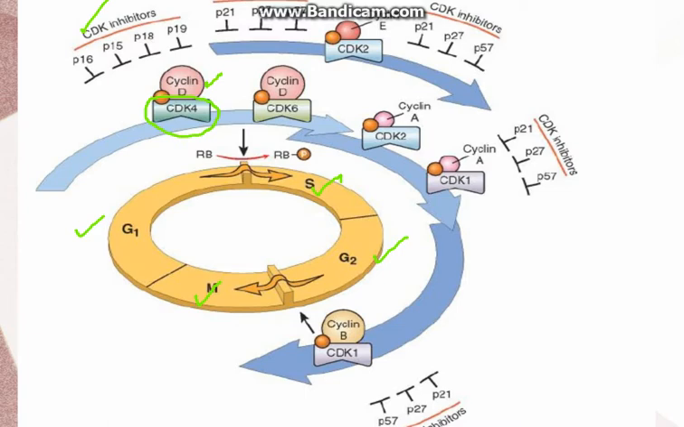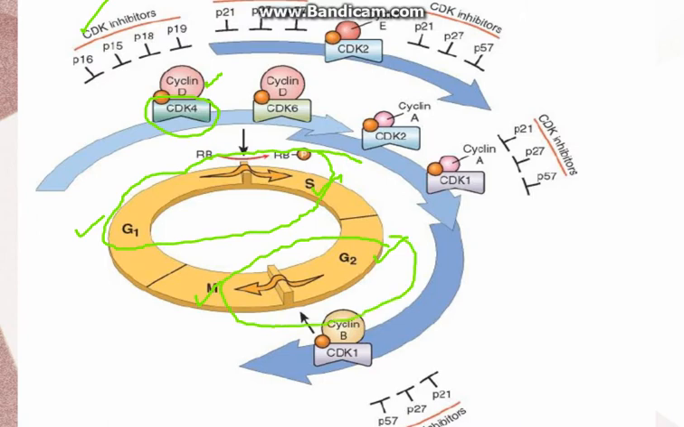Okay, this is clear. Now there is a checkpoint. When the cell is going to divide, there are certain checkpoints. One checkpoint is this one, the G1 to S checkpoint, and the other checkpoint is the G2 to M checkpoint. These are the two main checkpoints of the cell cycle.